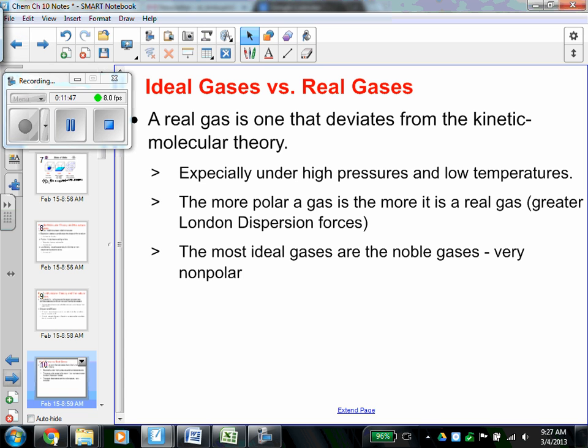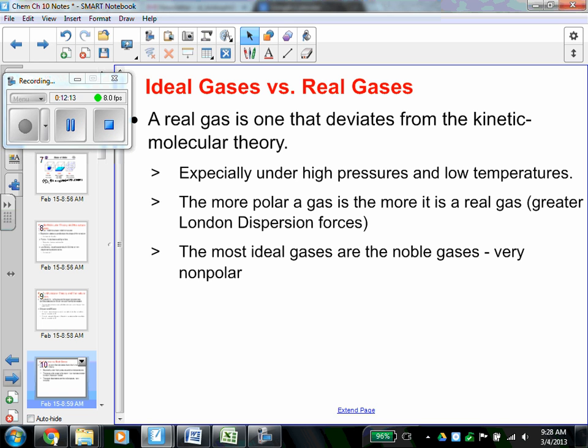All right, ideal gases versus real gases. I've touched on this briefly. A real gas is one that deviates from the kinetic molecular theory. All gases are considered to be real gases, with some exceptions. Noble gases are some of them. Again, a real gas is one that deviates from the kinetic molecular theory in some way.